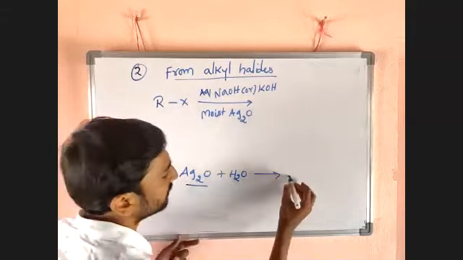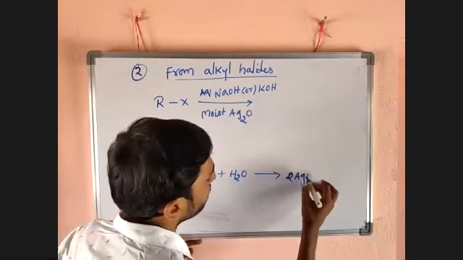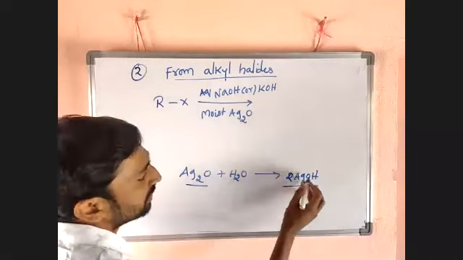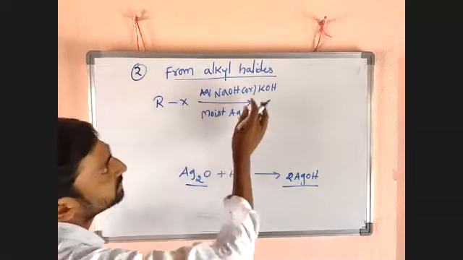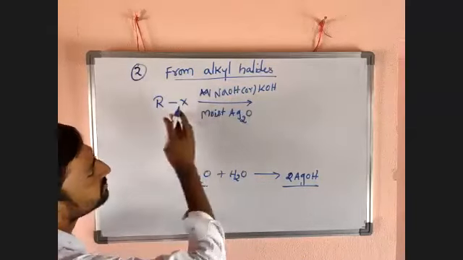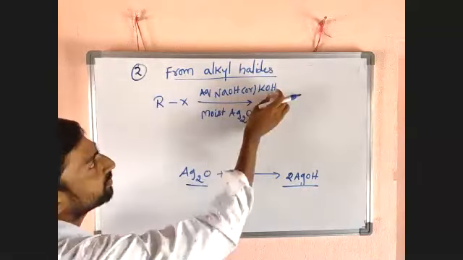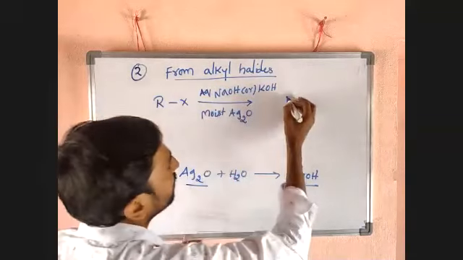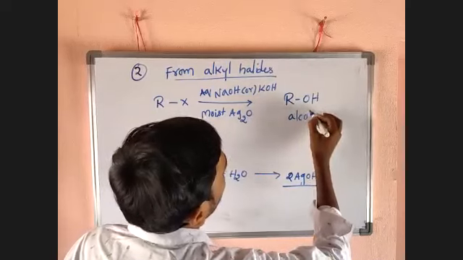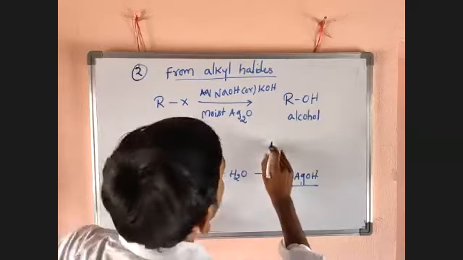So two Ag are there. It is nothing but two AgOH. So moist Ag2O is nothing but AgOH, like KOH and NaOH. Just NaX or KX or AgX is eliminated and the remaining OH is substituted there. And what we get? Alcohol.